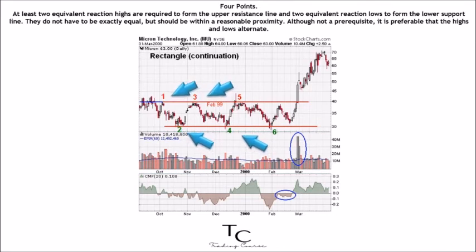lows to form the lower support line. They do not have to be exactly equal, but should be within a reasonable proximity. Although not a prerequisite, it is preferable that the highs and lows alternate.